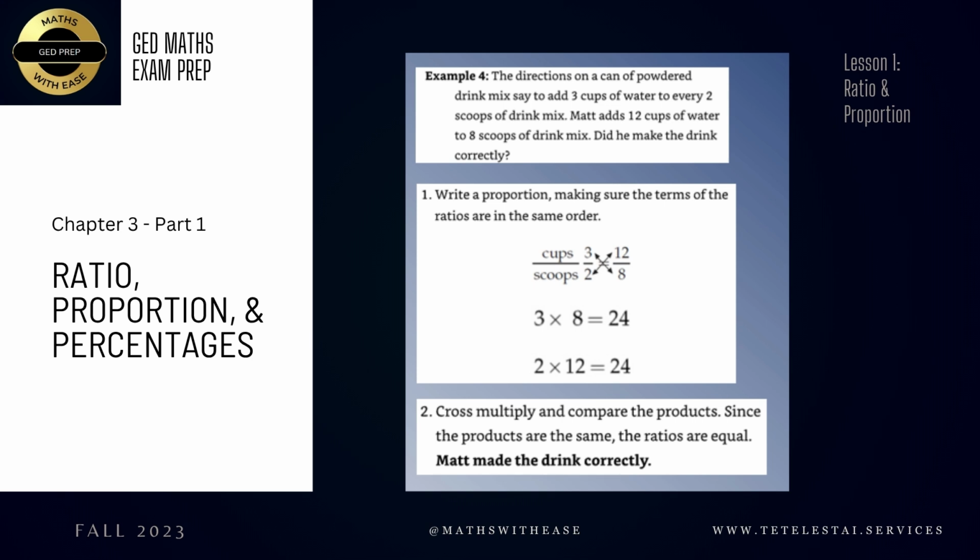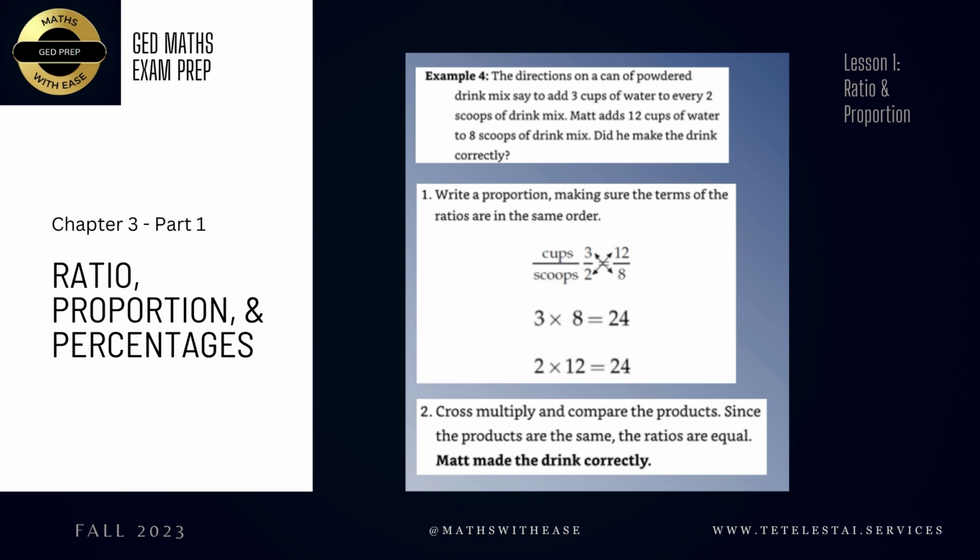So we're equating 3 over 2, the instructions, with the number of people that he's trying to share the drink with. So we're saying essentially that 3 over 2, 3 cups to 2 scoops, is equal to 12 cups of water to 8 scoops, right? And so what we want to do then is cross multiply, right? To find out if he made the drink correctly, we're going to cross multiply.